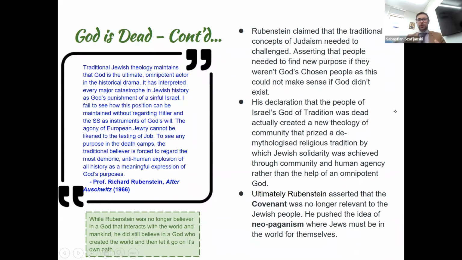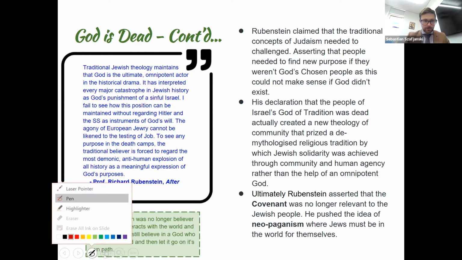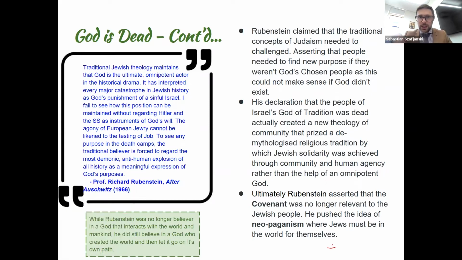Rubinstein sort of claimed that the traditional concepts of Judaism needed to be challenged. Okay, so those traditional concepts really, if I can, I will take my pen and see if it works. Yep, it does. Okay, so traditional concepts such as maybe, and we'll have a look at this briefly, the covenant. So the covenant, or the principal belief that you have to follow the covenant, the halakha, so the way that they were called to live, the oral tradition of Judaism, was really challenged, asserting that people needed to find a new purpose if they weren't God's chosen people. Because if the covenant doesn't exist, how are you God's chosen people?